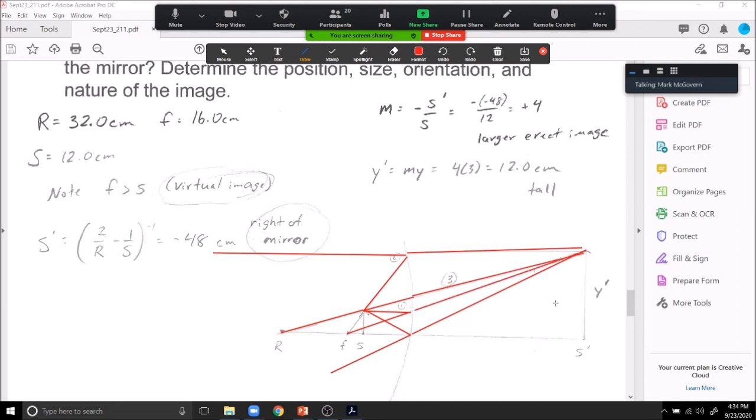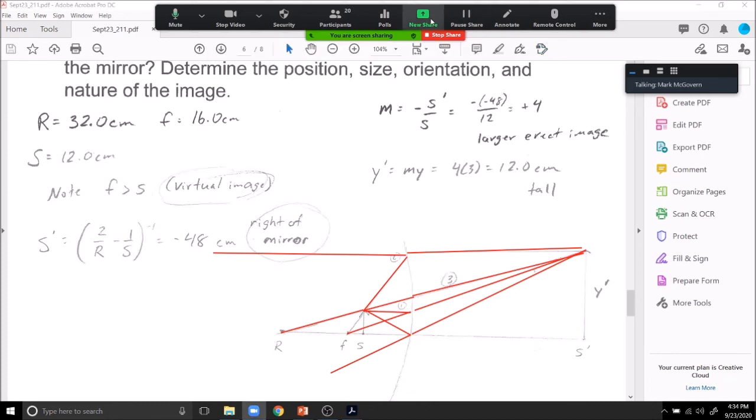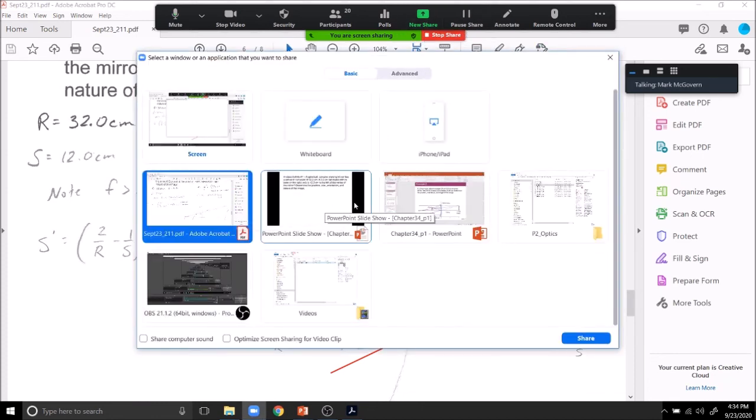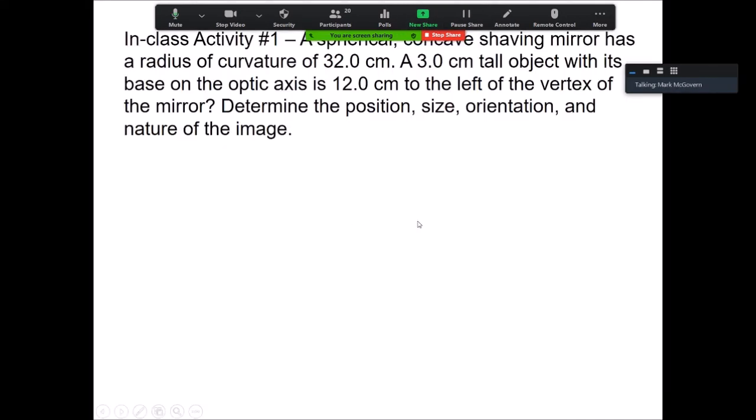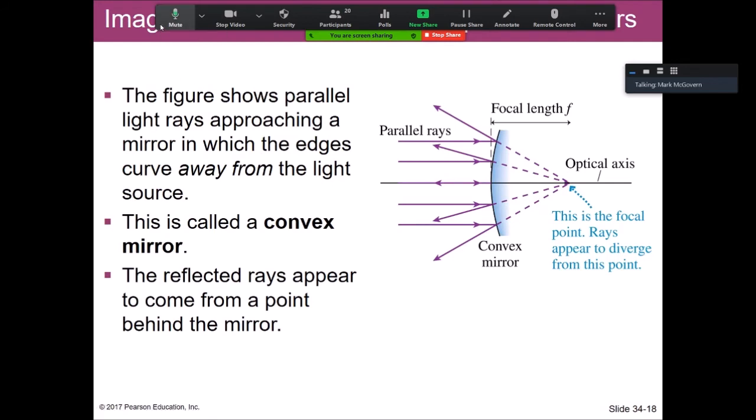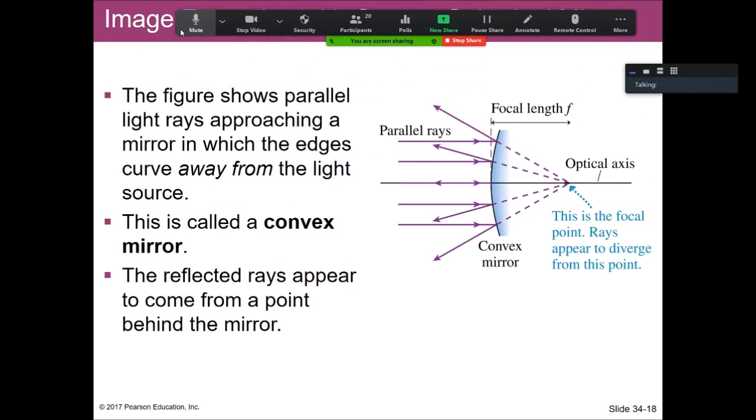And that makes sense. It works. Much further away, much taller. Everything seems to make sense with the numbers there, so that's pretty straightforward. All right, fantastic. Let's keep going. Convex.